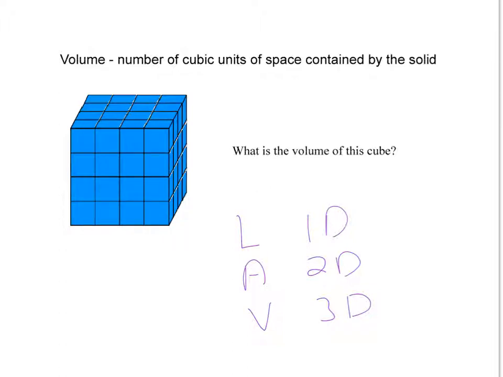Very good. Have you answered the question? The answer is 64. And the reason the answer is 64 is because this has 4 little boxes going this way, 4 boxes going deep, and 4 boxes high. 4 times 4 times 4, or we call that 4 cubed. 4 cubed is 4 times 4, which is 16. 16 times 4 is 64.